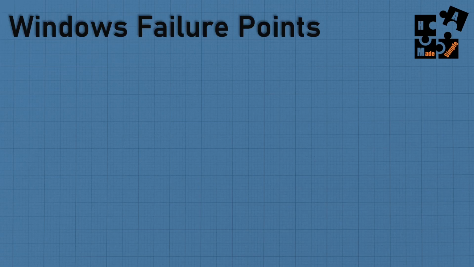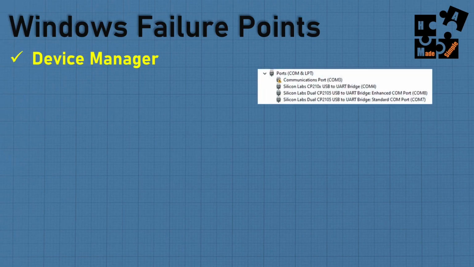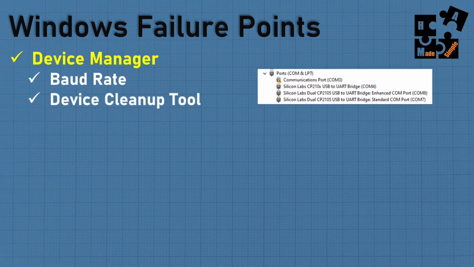There are some common Windows failure points when you're trying to set up Fldigi, or just in general any of these digital modes that are out there today. I'm going to take you through Device Manager and walk you through where you should make an adjustment or change your baud rate. I'm going to walk you through a device cleanup tool that I use that cleans up all the garbage that's in Device Manager.